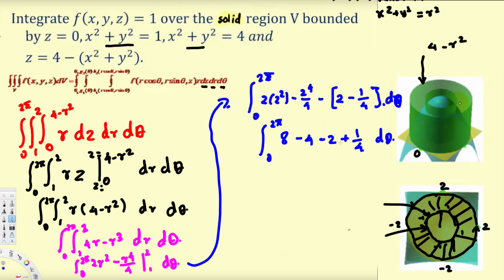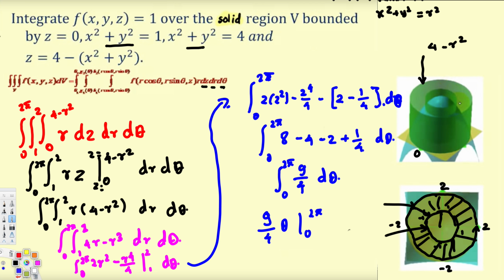Okay, let's simplify this one furthermore. 8 minus 4 is going to be 4, 4 minus 2 is equal to 2, 2 plus 1 over 4. So when we have 2 and 1 over 4, we can take 4 as a common denominator. So if we take 4 as common denominator, 4 times 2 is going to be 8, 8 plus 1 divided by 4, that's going to be 9 divided by 4. And we are going to integrate this one with respect to theta. And if we integrate this one with respect to theta, this is going to become 9 over 4 theta, going from 0 to 2 pi. And we are going to replace this theta with 2 pi and 0.